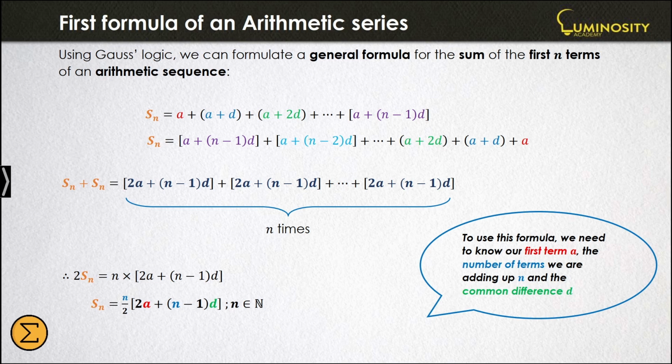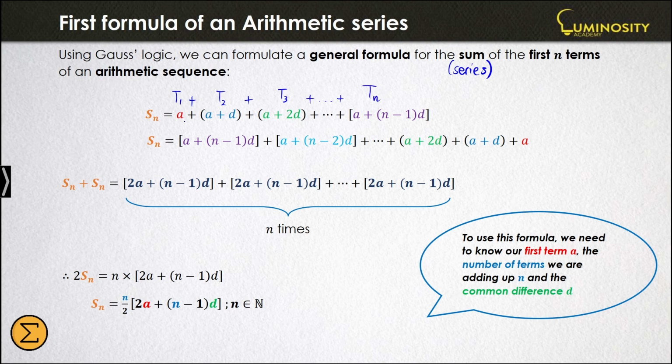So, like we said, using Gauss's logic, we can formulate a general formula for the sum, or another word we use is series, which means the same thing, of the first n terms of an arithmetic sequence. So just like Gauss did, we're going to list out the terms in order. We're going to call the sum of the first n terms capital S sub n, and that's going to be equal to the first term plus the second term plus the third term plus the fourth term all the way up to the nth term.